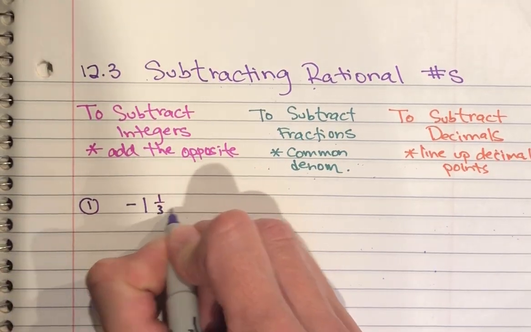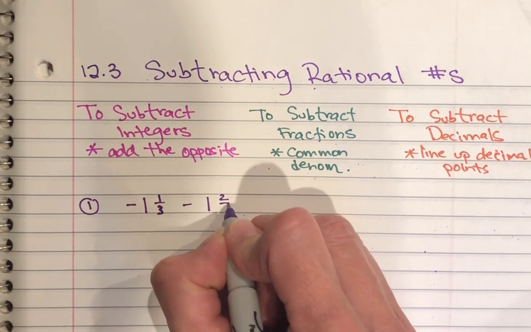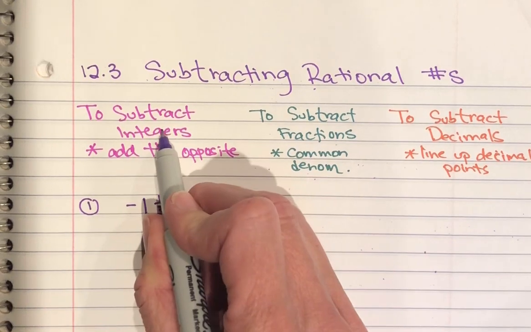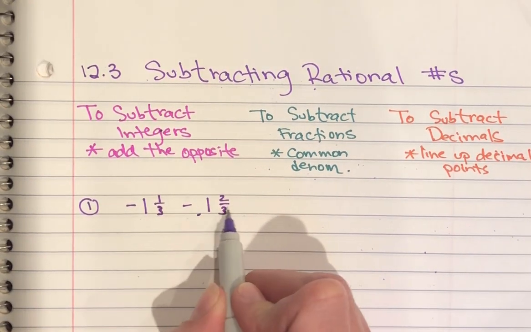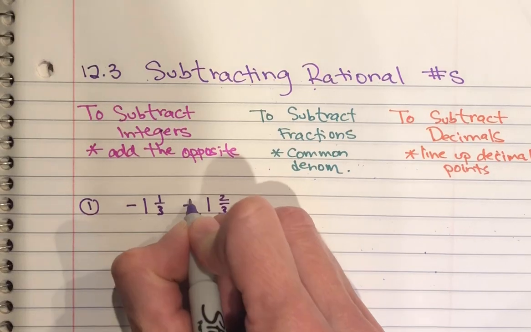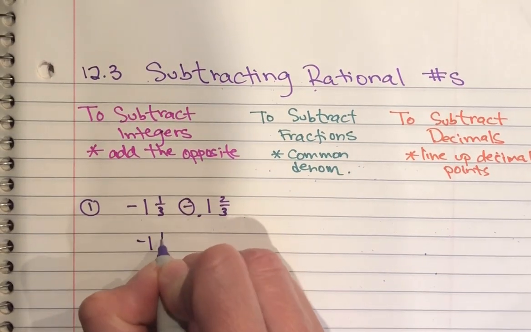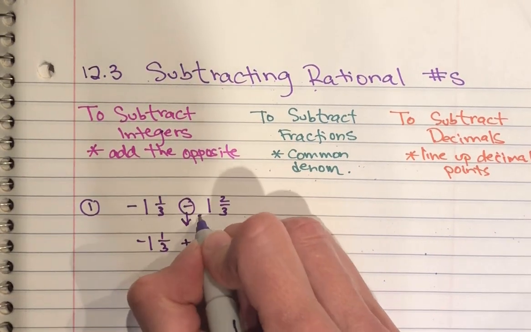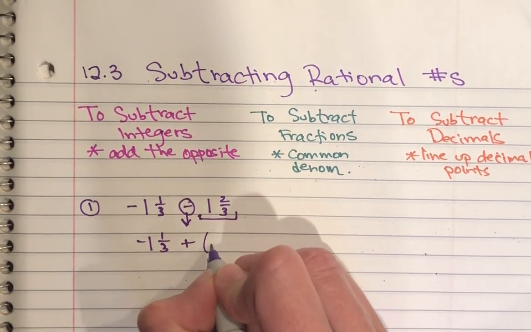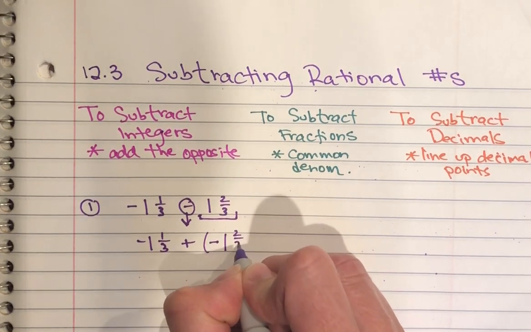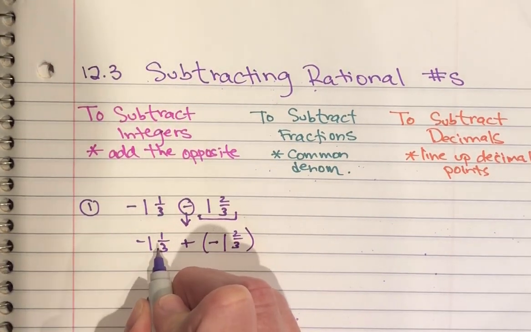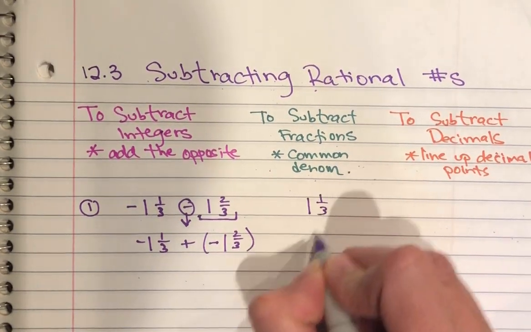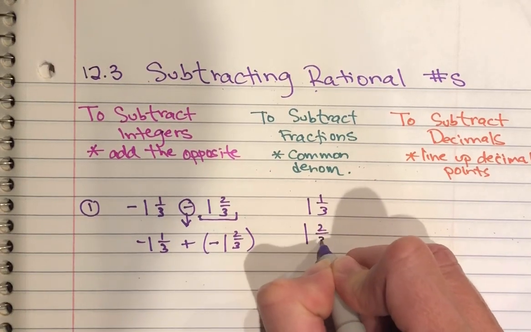Negative 1 1/3 minus 1 2/3. So we need to apply this concept here. Instead of subtracting 1 2/3, we are going to add. So subtraction changes to addition. The opposite of 1 2/3 is negative 1 2/3. I owe you 1 1/3. I owe you 1 2/3. So we're going to add these together to figure out the total amount that we owe.